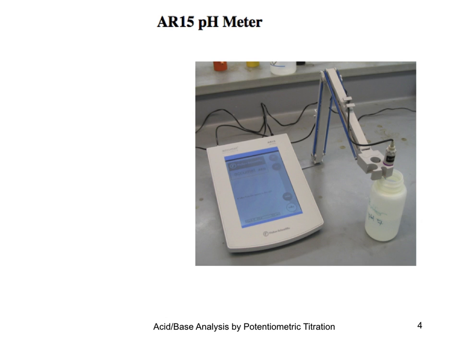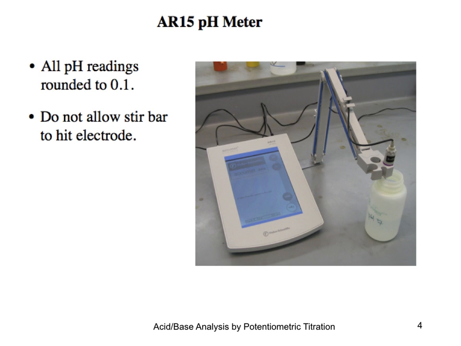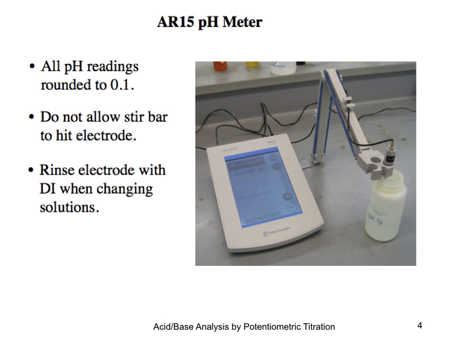For the potentiometric titration, you will be using a pH meter. All of your pH readings should be rounded to 0.1. Do not allow the stir bar to hit the electrode. Always rinse the electrode with DI water when changing solutions. Have a TA check your setup before titrating.